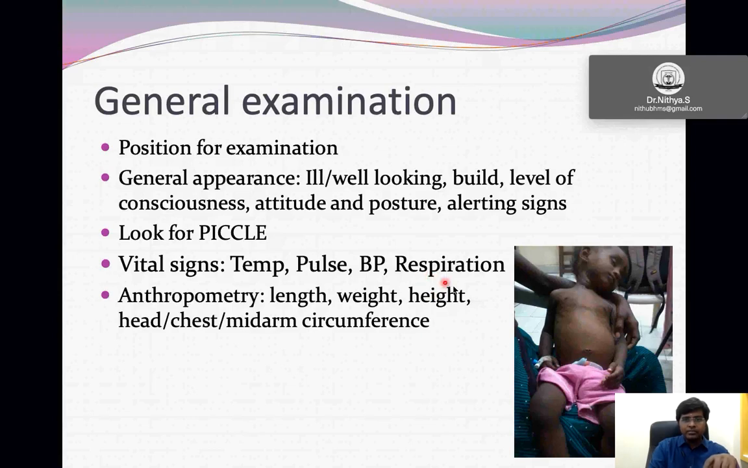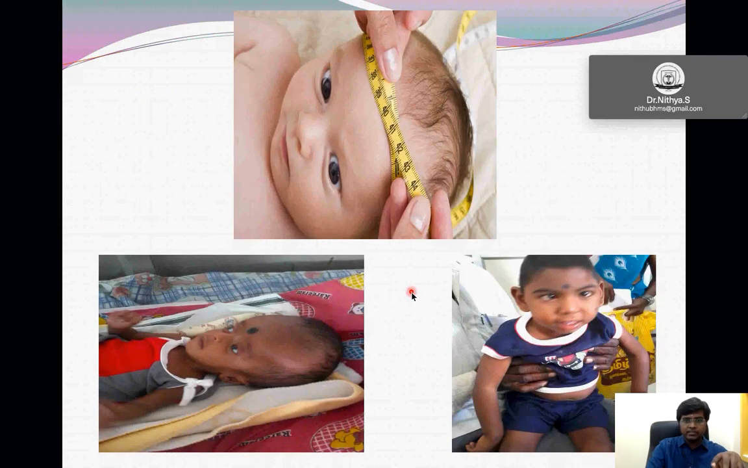And whenever you check respiration, you have to count it for one full minute. Only then will you be able to know whether the child is having fast breathing or not. Then coming to the anthropometry, you have to measure your length, weight, height, head circumference, mid-arm circumference, and other things.